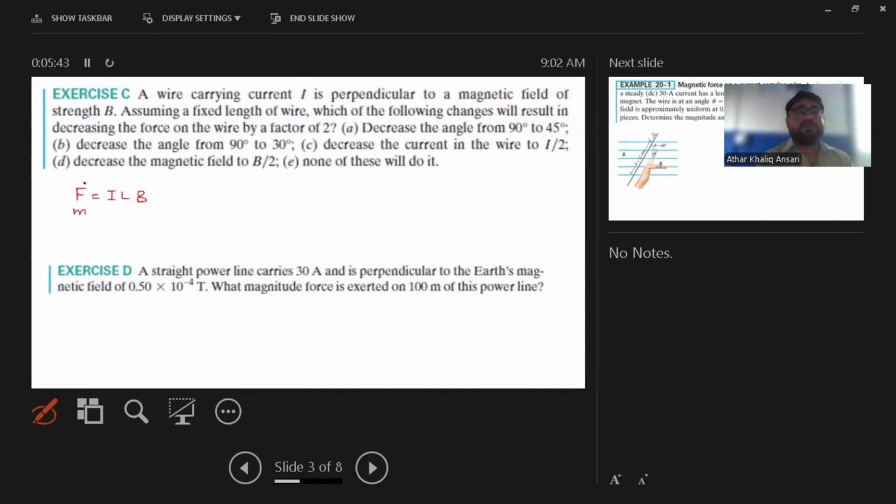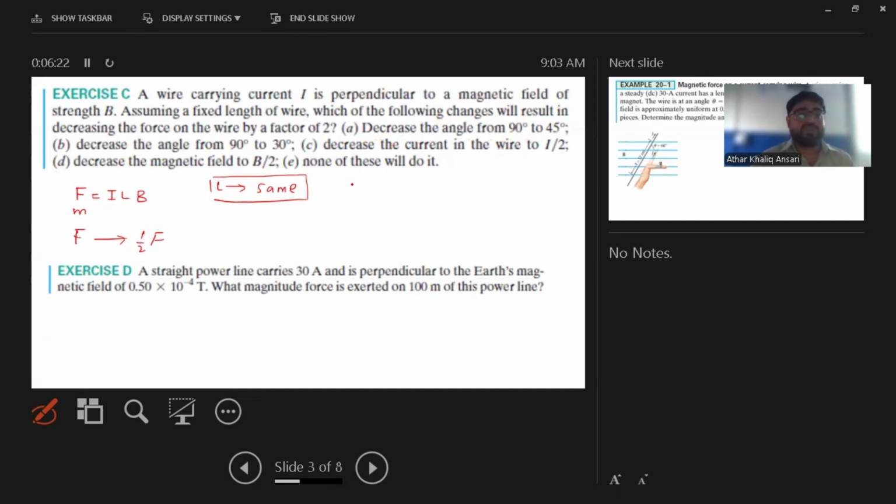They are saying when current I is perpendicular to B, and the length is fixed, which of the following changes results in decreasing the force on the wire by a factor of 2? We need the force to change to half. If L is the same, what are the important points that will affect the force to change into half? Decrease in the angle from 90 to 30, decrease in the angle from 90 to 45.